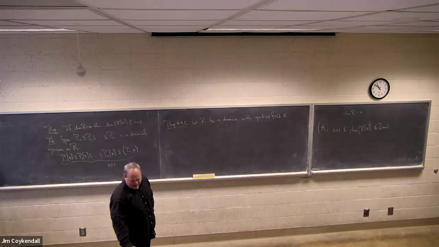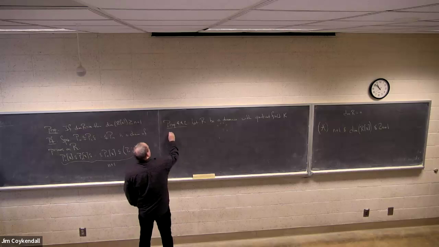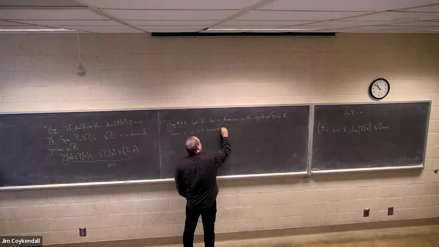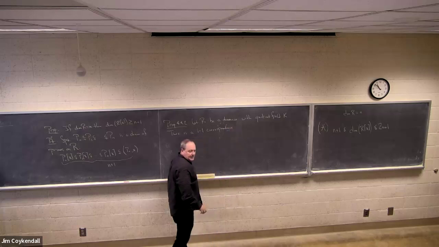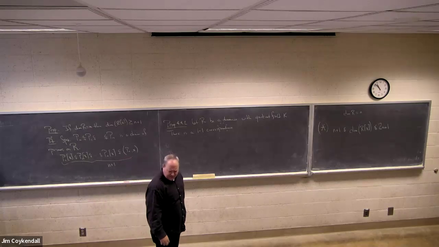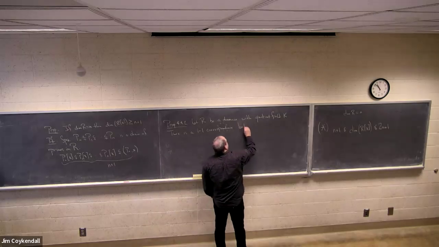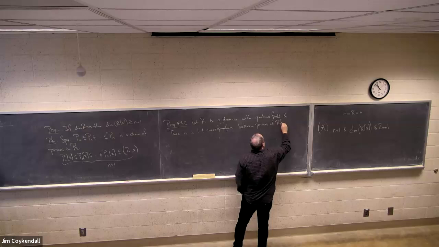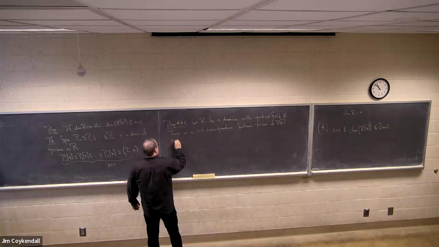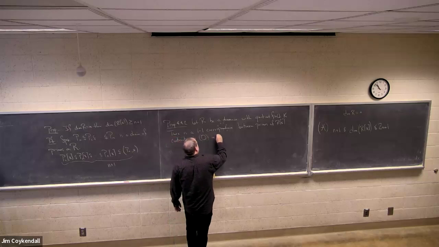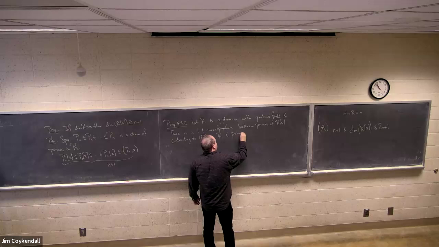So R is a domain with quotient field K, and X is an indeterminate, then there is a one-to-one correspondence between primes of R[x] contracting to zero in R and primes of K[x].